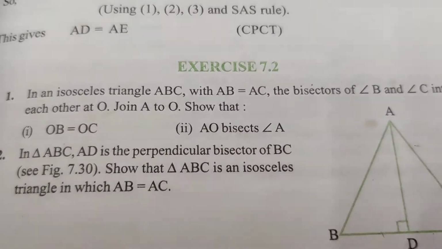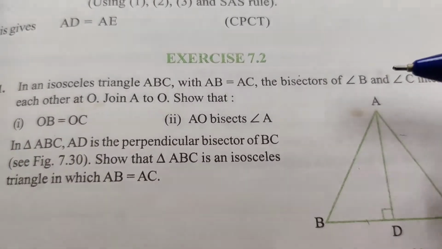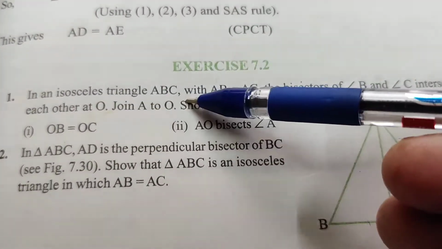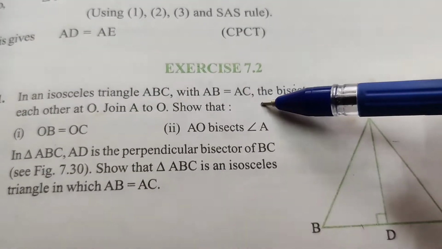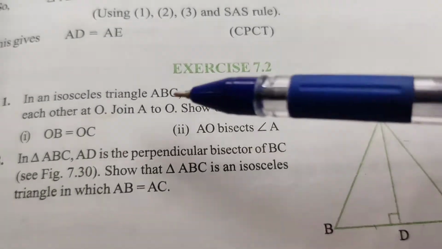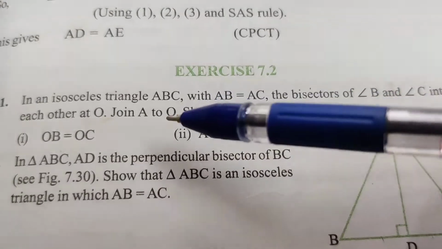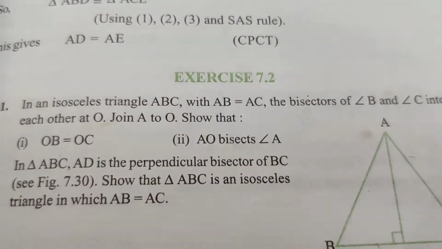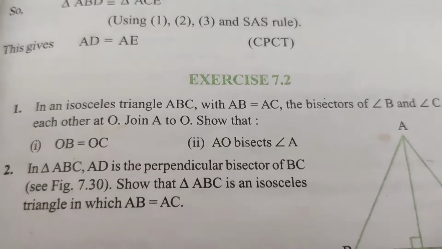Exercise 7.2 of chapter Triangles. Question number 1. In an isosceles triangle ABC with AB equal to AC, the bisectors of angle B and angle C intersect each other at O. Join A to O. Show that OB equals OC and AO bisects angle A.